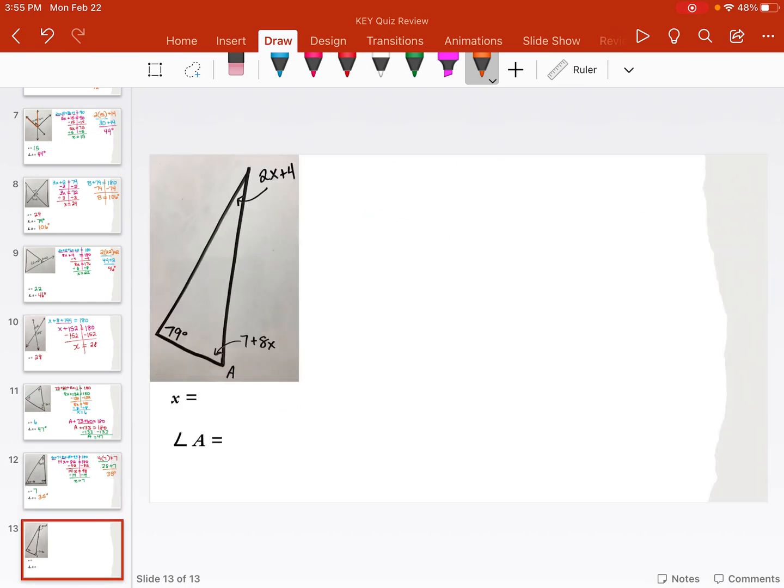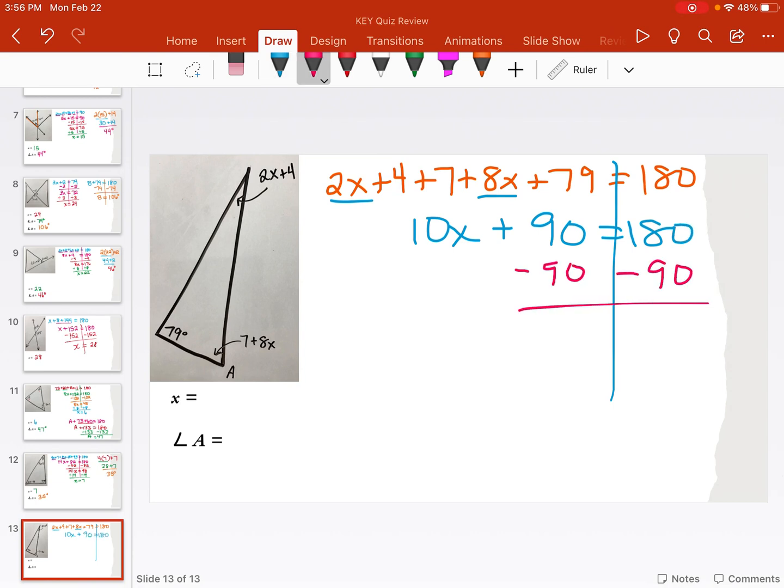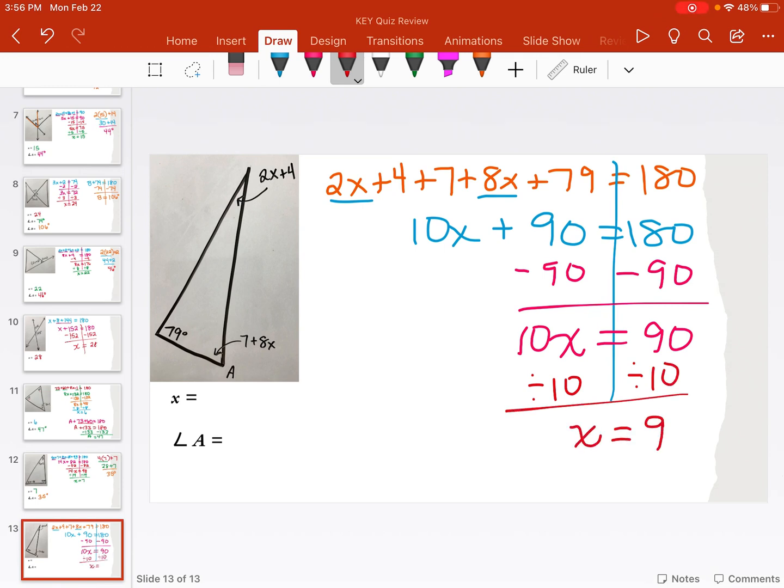And we have one last problem. Again, a triangle, set it up equal to 180. So I have 2x plus 4 plus 7 plus 8x plus 79 equals 180. Combine your like terms. 2x plus 8x is 10x. 4 plus 7 plus 79 is 90. Okay, then we can subtract 90 from both sides. We get 10x equals 90. Divide by 10, divide by 10. So x equals 9.